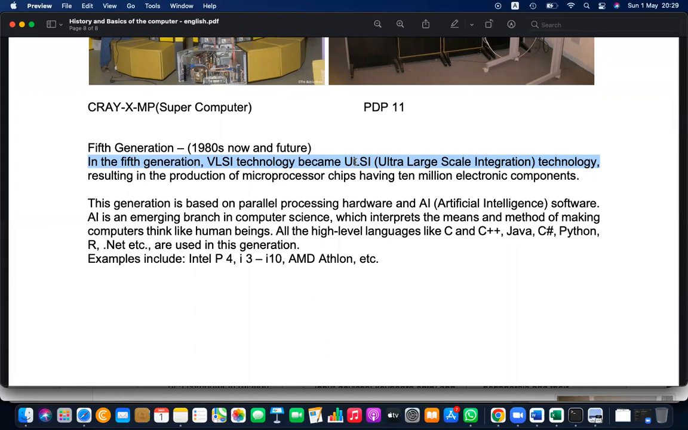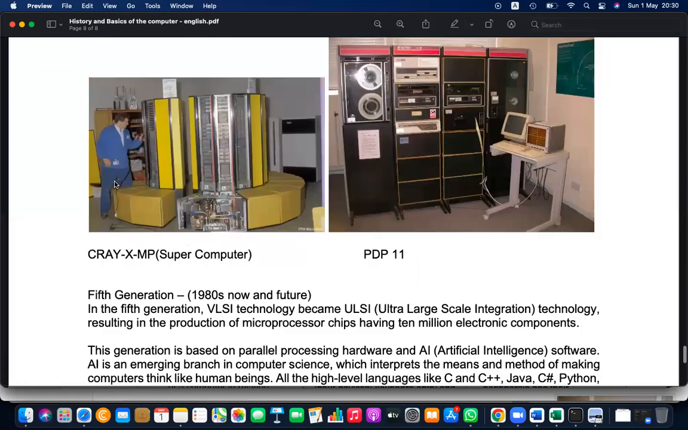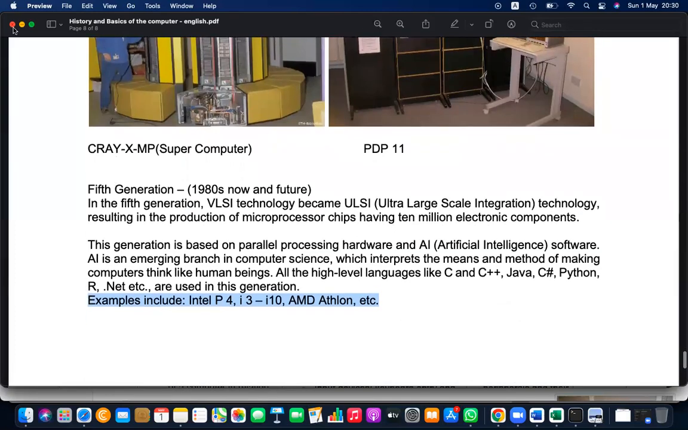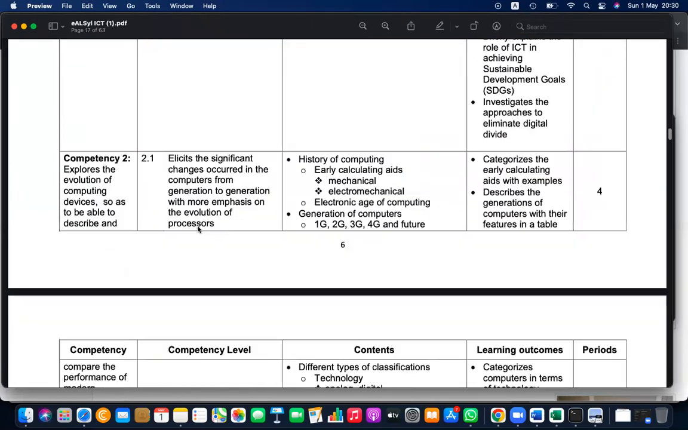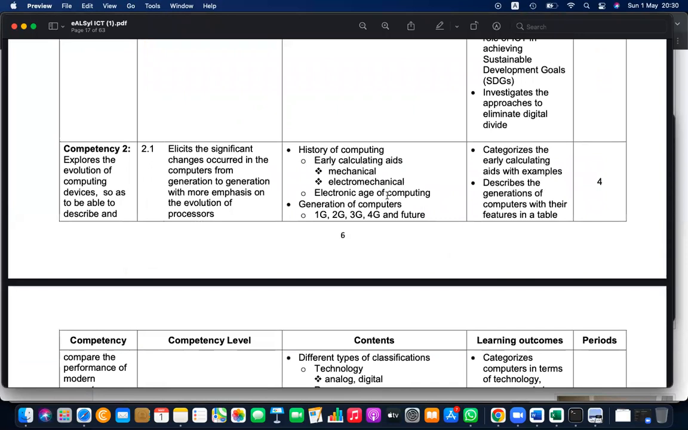So ULSI and AI. High level languages are used, and the computers can think, computers can think and act, computers can take decisions. So this is the last generation, the fifth generation, or our future. Okay, so with that, we rapidly discussed this 2.1 generations part. It has 4 periods in the school, but I have done a rapid revision, right?